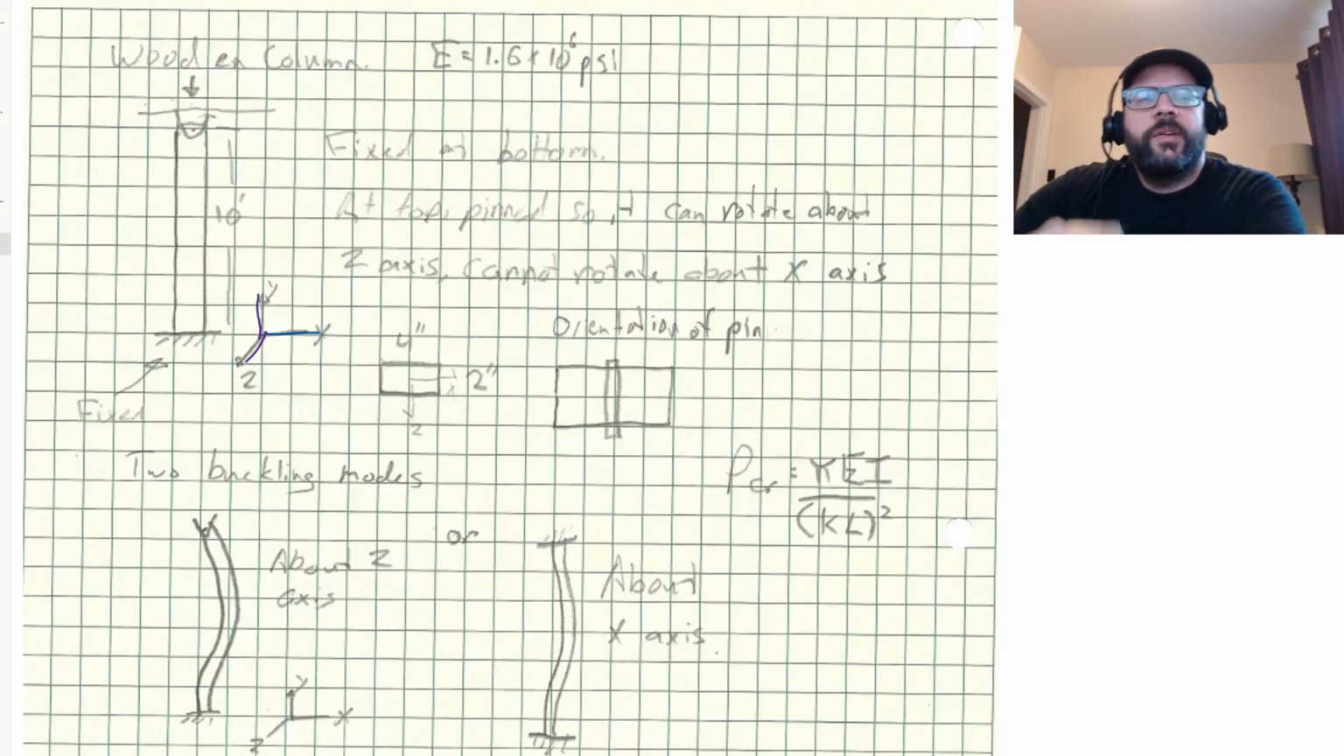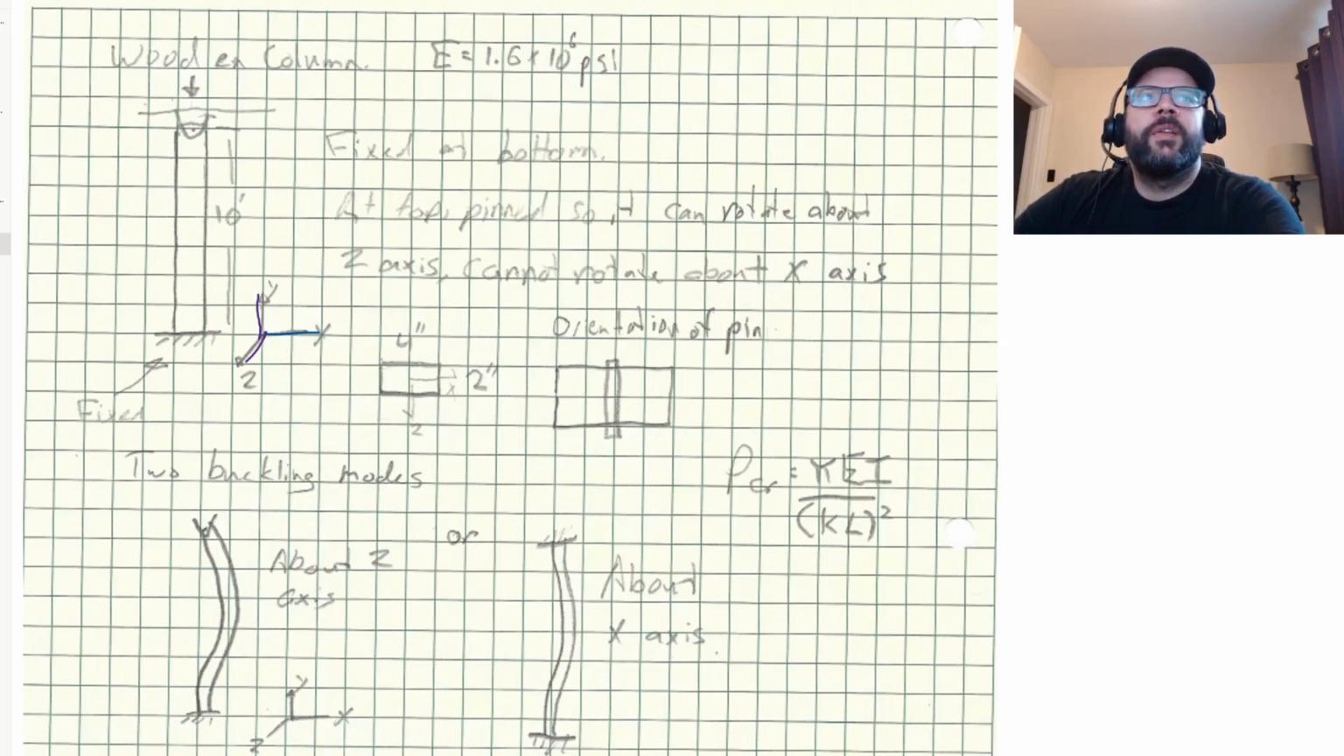Okay, so let's talk some buckling. So I'm going to use a wooden column here, a wooden support column. It's got a Young's modulus of 1.6 times 10 to the 6 psi. It's going to be 10 feet long. I'm going to fix it at the bottom, so no rotation allowed at the bottom. I don't know, maybe set it into the concrete or something like that that does it. And then at the top, it's going to be pinned.